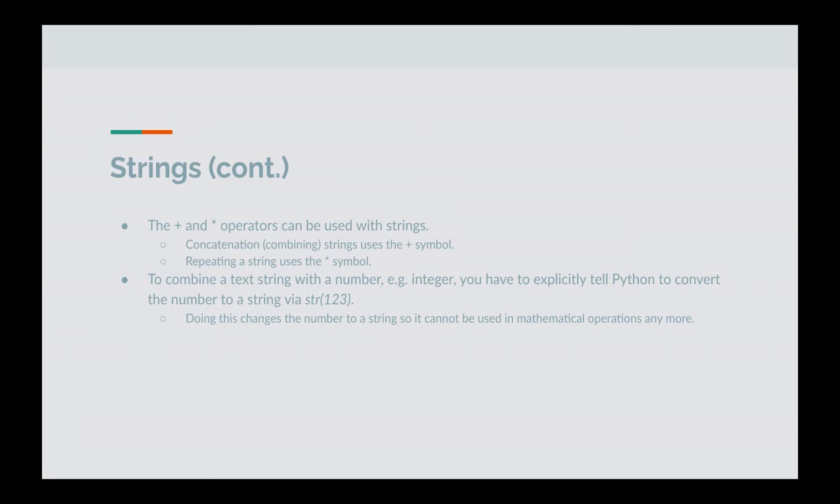To combine a text string with a number, you have to explicitly tell Python that you are converting the number to a string. I said this before. Once a number becomes a string, then it is no longer a number. It is a text value, and you can no longer do any sort of mathematical or arithmetic operations with it.